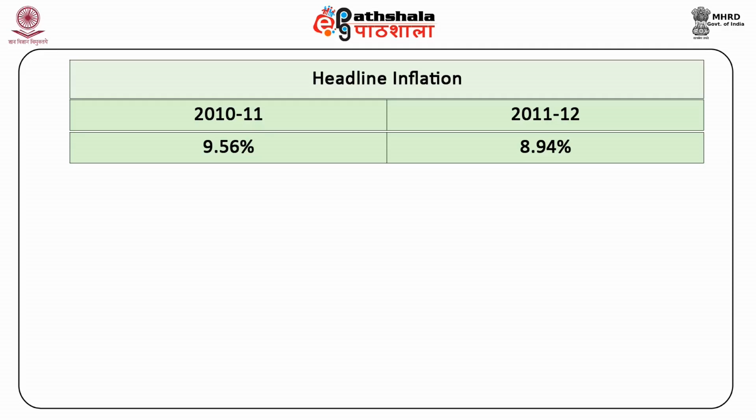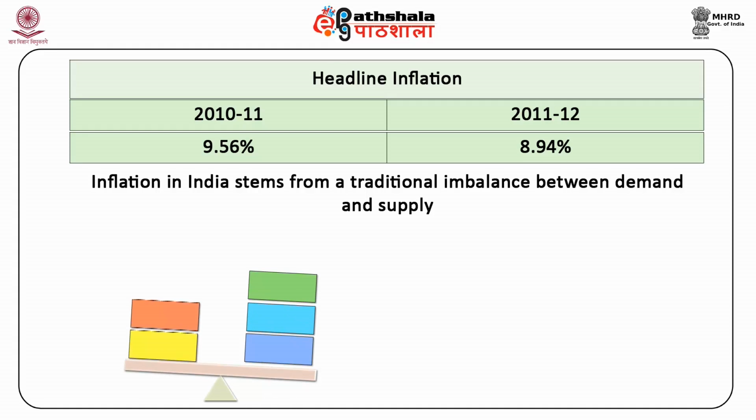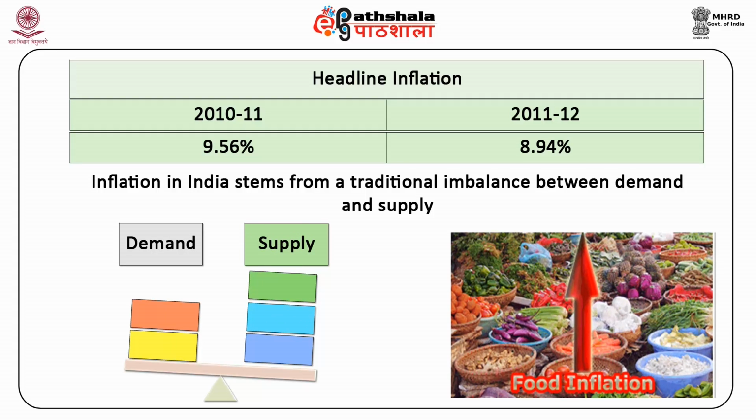2013-14. The survey reports that inflation in India stems from a traditional imbalance between demand and supply. Food inflation is the major driver. There has been a considerable shift towards protein-rich food such as meat and fish in the consumption basket, but the supply of these items has not kept pace with the demand. Also, a change in control prices, as with diesel, can lead to inflation.